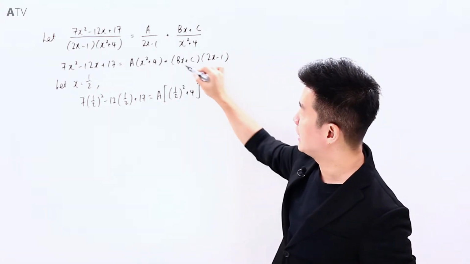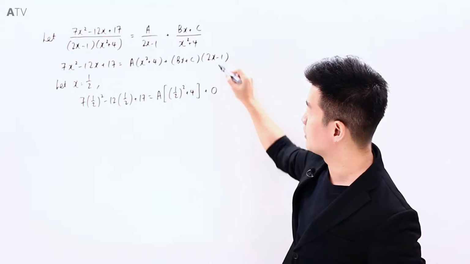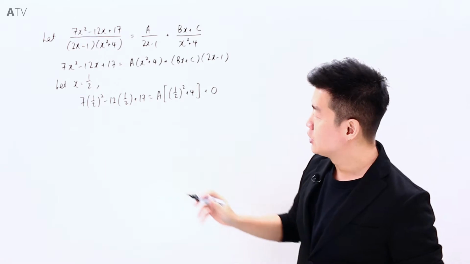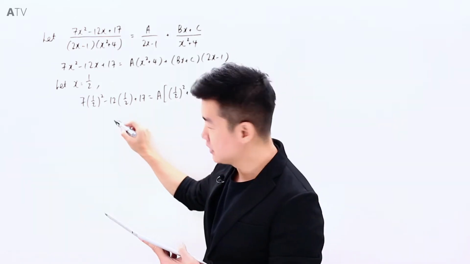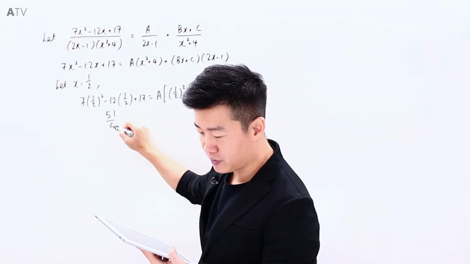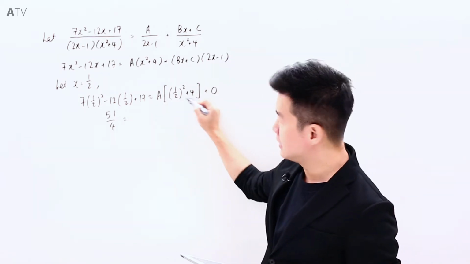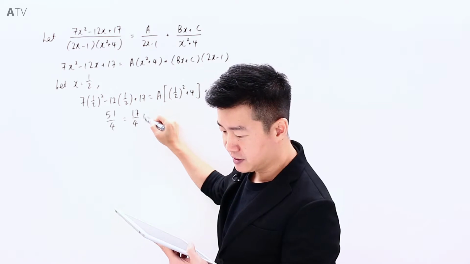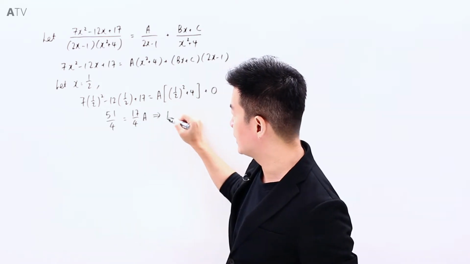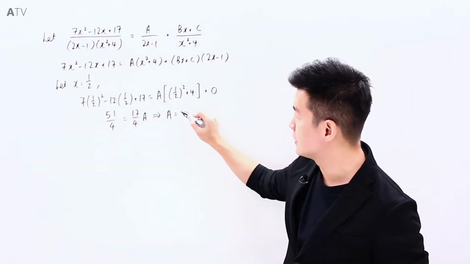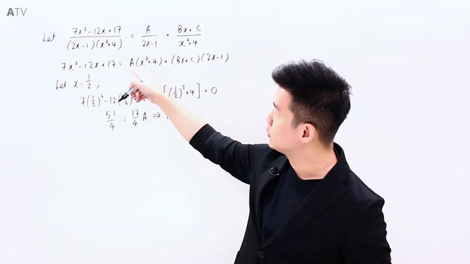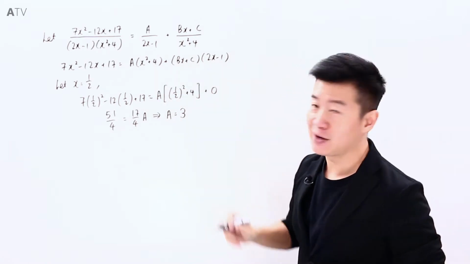And like what we have planned, this is equal to 0 because half times 2 is 1, 1 minus 1 is 0. So with this, on the left hand side here, it will work out to 51 over 4. And on the right hand side here, this is going to be 17 over 4 multiplied by A, which can help us to solve for A. This is going to be equal to 3. So since A is equal to 3, we have B and C left to solve.